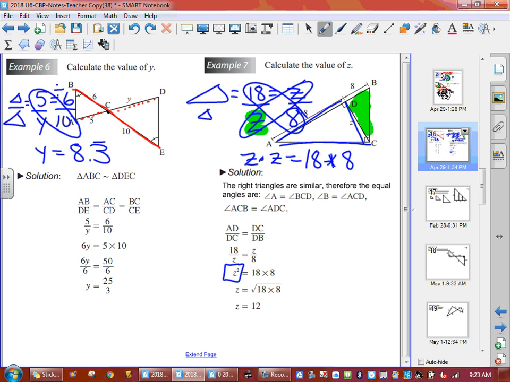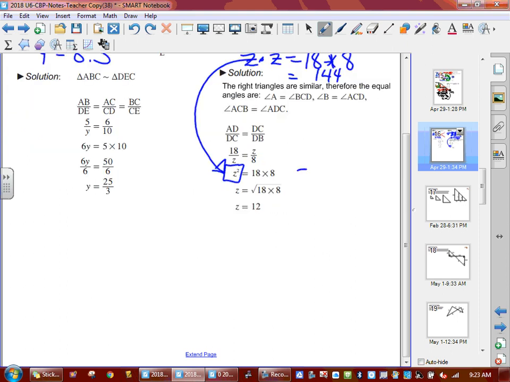That's Z times Z. Okay, that's this part right there, and that equals 18 times 8. Well, 18 times 8 is 144. So now down here they've got Z is equal to the square root of 144, and we know the square root of 144 is 12. Okay, that's how they found their numbers though. Any questions so far? It's a lot of cross multiply, guys.